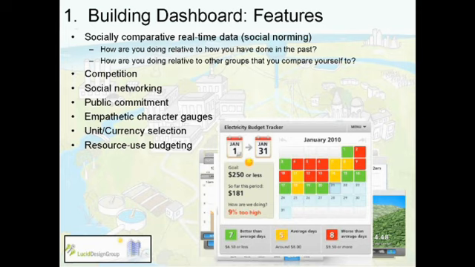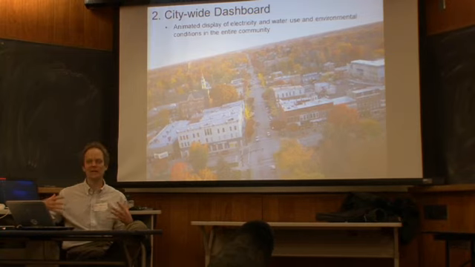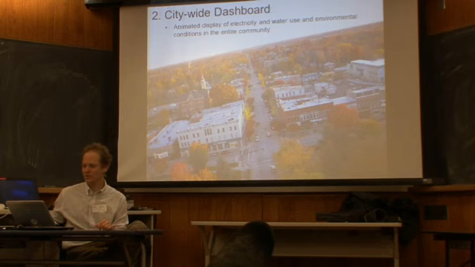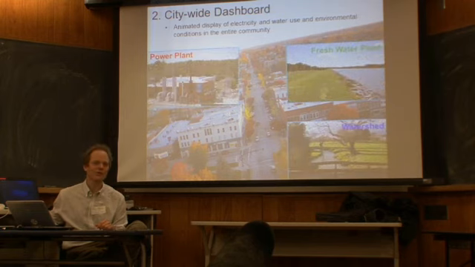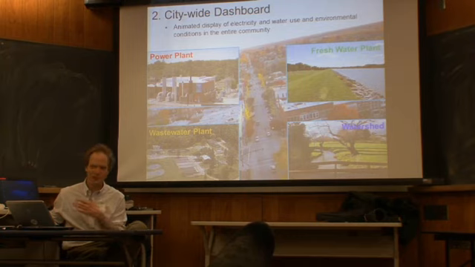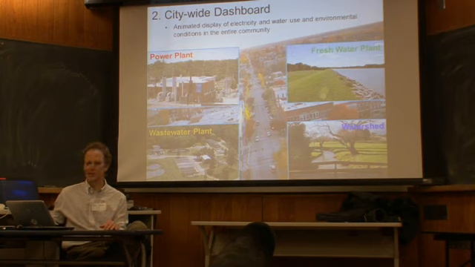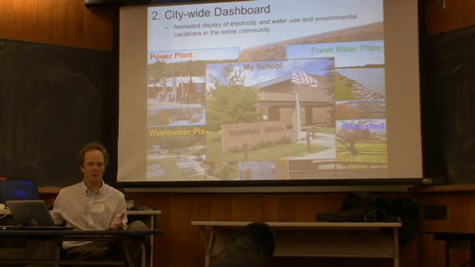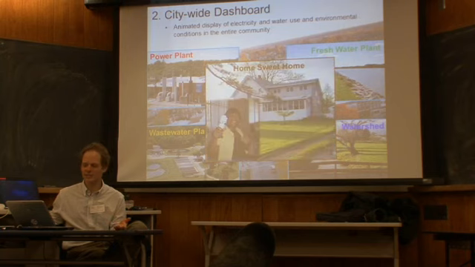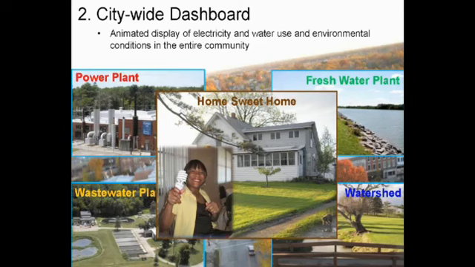All right, so the next component of this is Citywide Dashboard. So this is an animated display of electricity and water use and environmental conditions within whole communities. And what we're trying to deal with here is the reality that for most people, they have no idea where their water comes from, they don't know where their water goes to, they don't know where their electricity comes from. And so the decisions that they make in their homes, in their schools, in workplaces really are not connected with any understanding of resource flows. So how do we build a stronger sense of connection between the natural resources on which people are dependent?